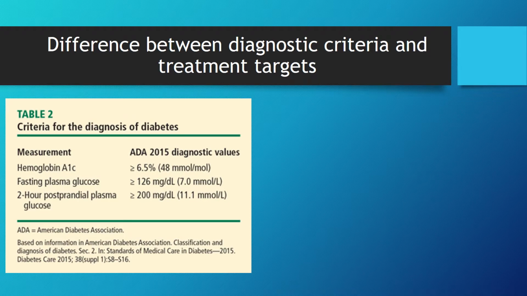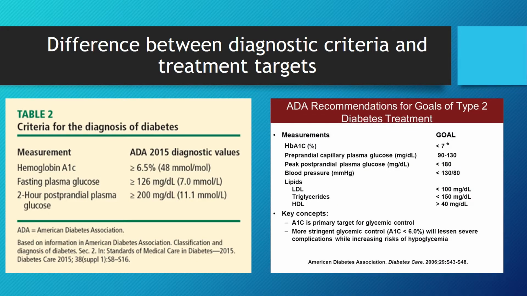There is a difference between the diagnostic criteria and treatment targets. Let me explain. The criteria for diagnosis of diabetes apply to somebody who is not known to have diabetes, and you are diagnosing them for the first time. And as we just agreed, we're using the cutoff of hemoglobin A1C 6.5%, fasting plasma glucose more or equal to 126, and 2-hour postprandial plasma glucose more or equal to 200 milligrams per deciliter. However, once somebody is diagnosed with type 2 diabetes, our target now is different. We're not trying to get them below 6.5%, at least according to ADA criteria. We're trying to get them less than 7%.